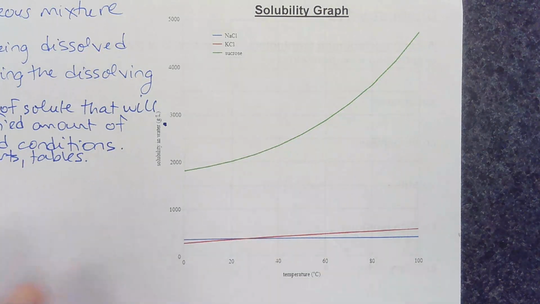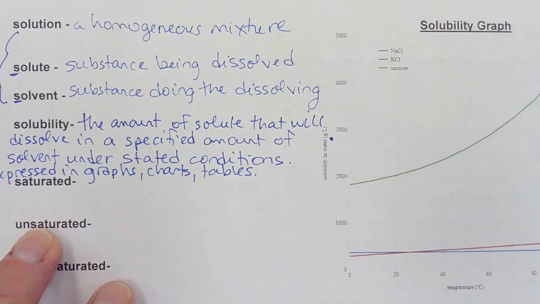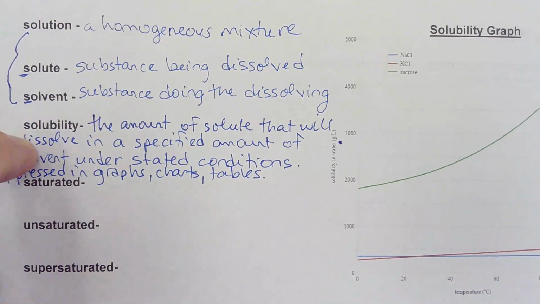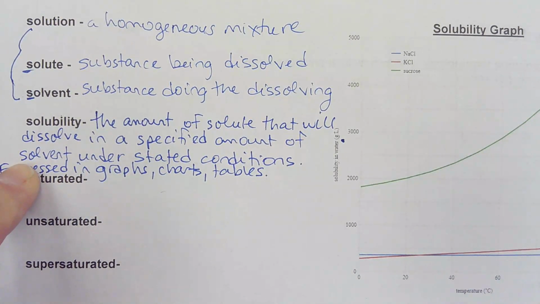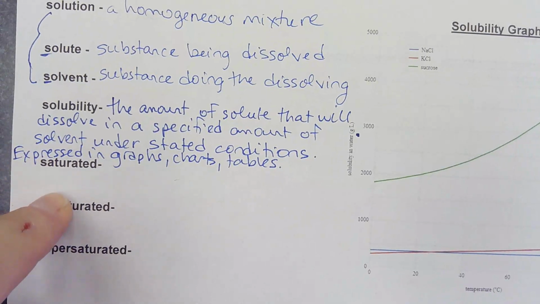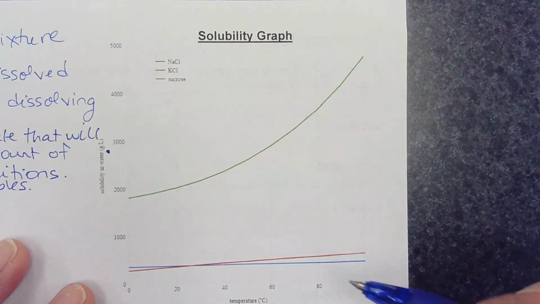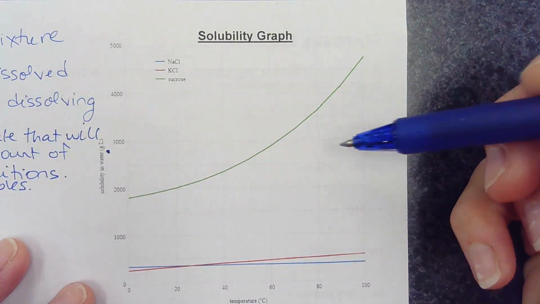Because, and we haven't even gotten to that word yet, but saturated is what you read off the solubility chart. A saturated solution is what you're reading, and I'll write something here in just a minute. But saturated is what you're reading off the solubility chart. So let me pick a number.